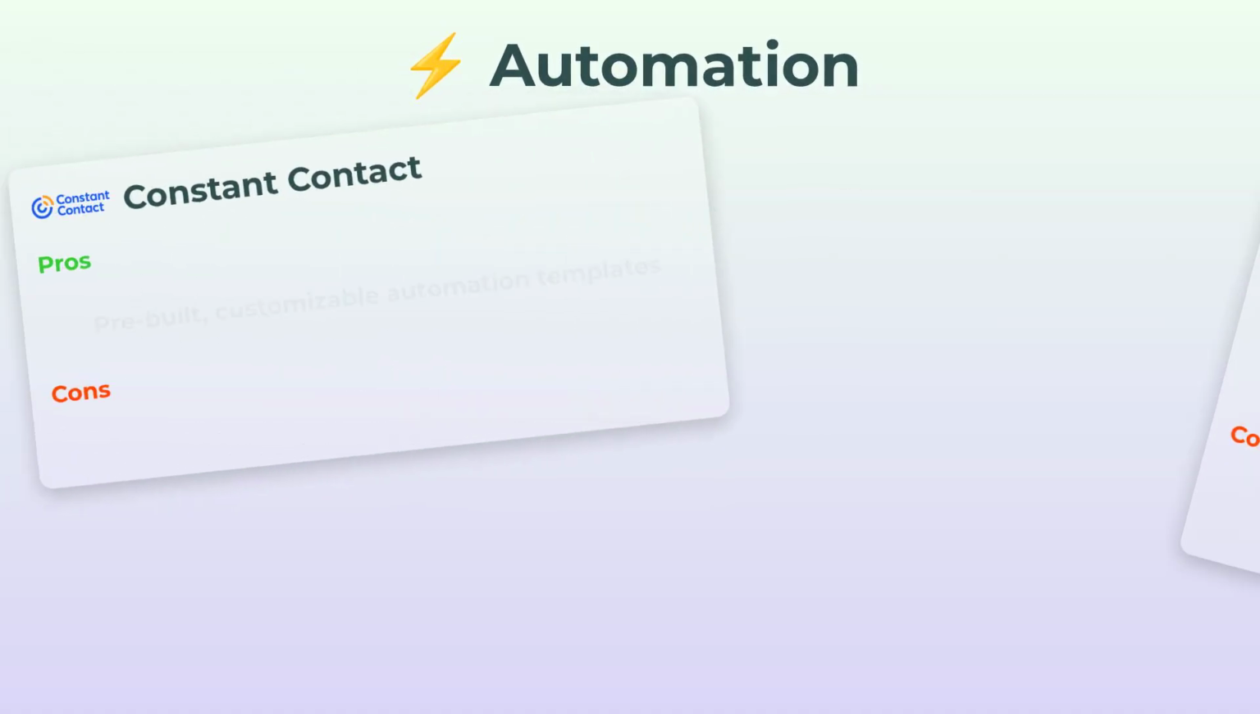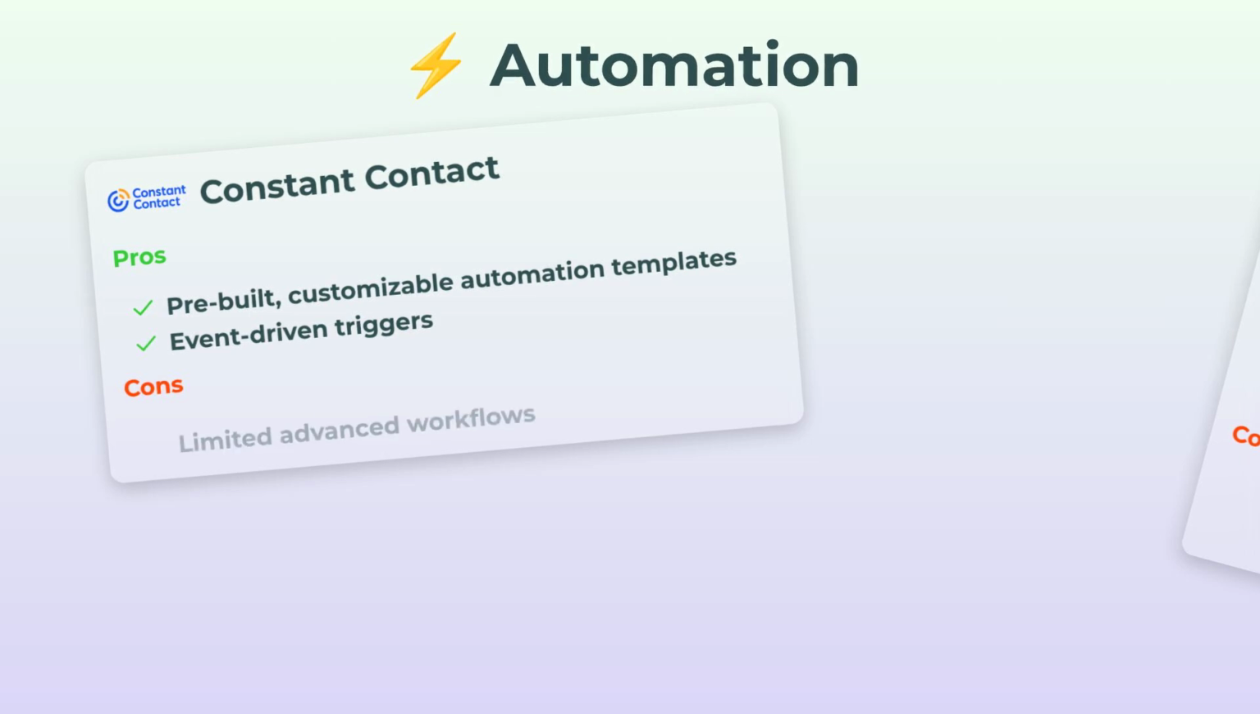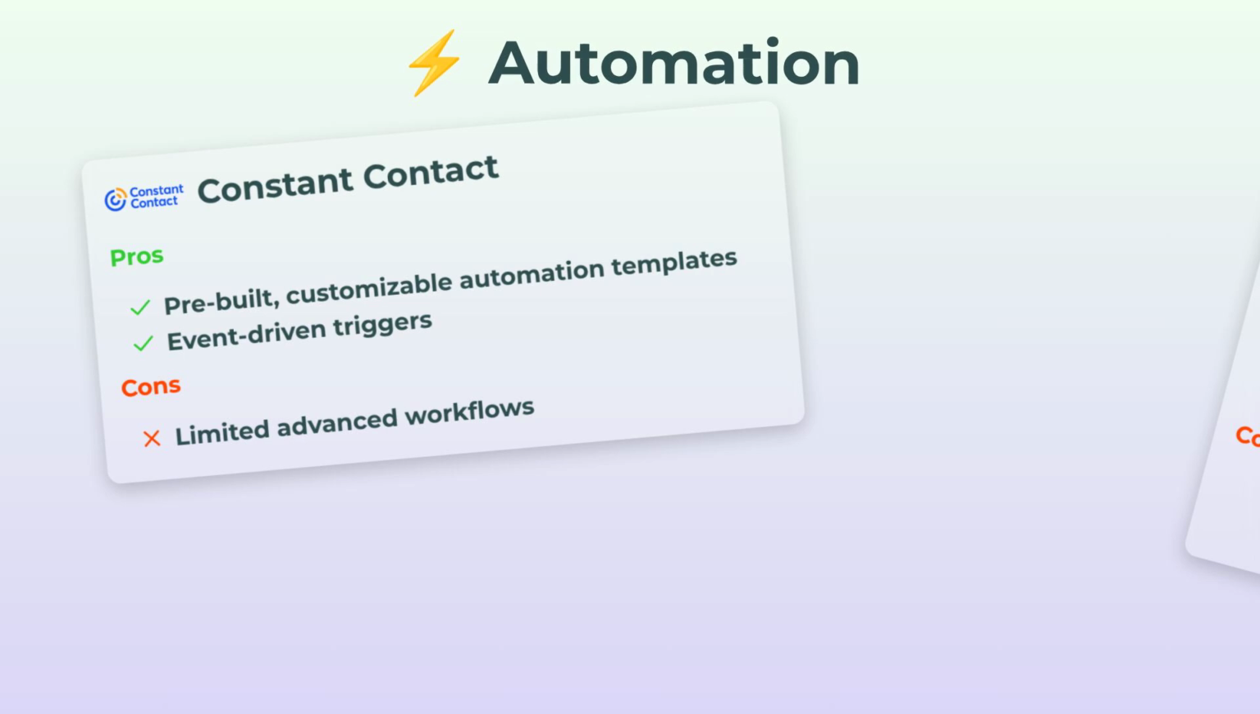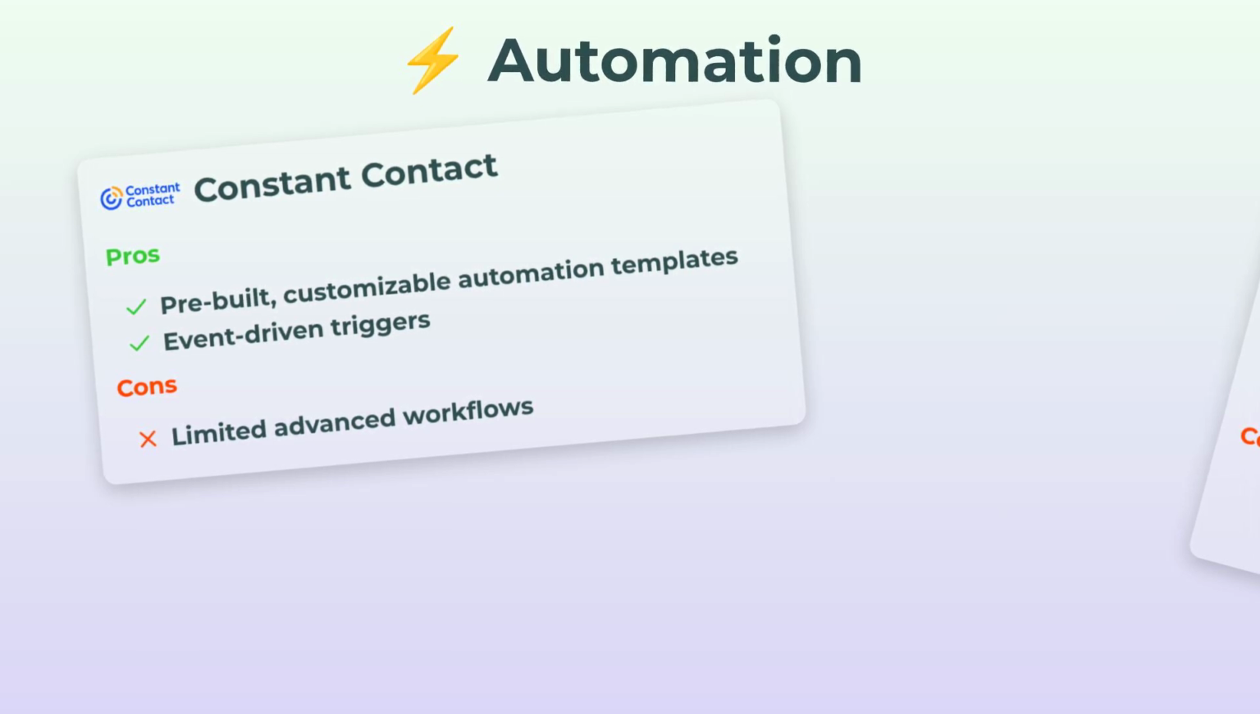Next up, automation! Constant Contact gives you pre-built, customizable templates and event triggers. It's pretty easy to get started. Great if you don't want to mess with complex workflows. But let's be honest, if you're looking for deep, advanced automation, it's kind of basic.